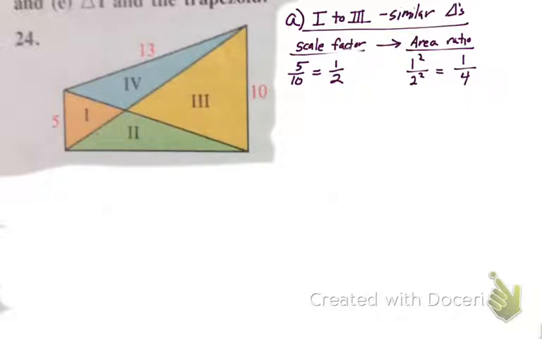The problem says, what's the area ratio between 1 and 3? It is 1 to 4. That is one of my area ratios. Done. Move on to B. B is 1 to 2? Is it 1 to 2? C.